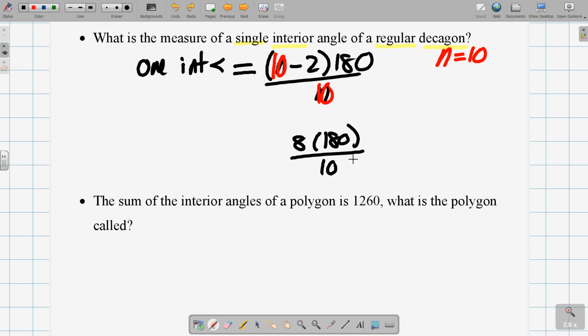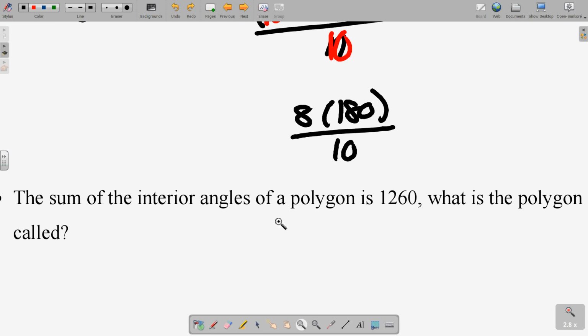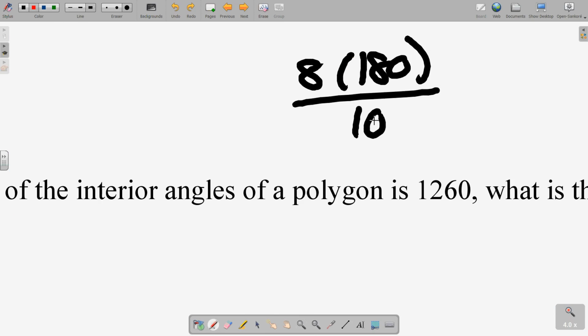Students, get your hands off the calculator, please. Don't touch the calculator. I'm going to show you some shortcuts here. Step 1, if we're dividing by 10, we can get rid of the zeros. And now it's simply 8 times 18.